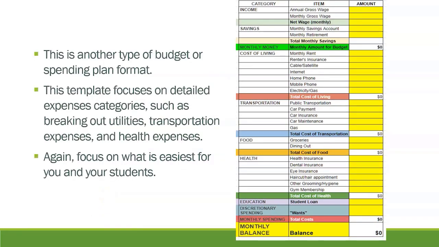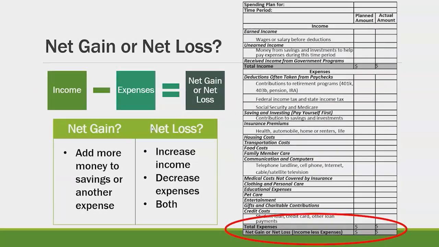Here's another type of budget. This one focuses more on detailed categories. So for example, transportation has car payment, insurance, maintenance, and gas. Food has groceries and dining out. So it's taking categories and breaking them down significantly, which can be really important. And I want to spend a moment to talk about sort of the bottom of the budget, the net gain or the net loss.